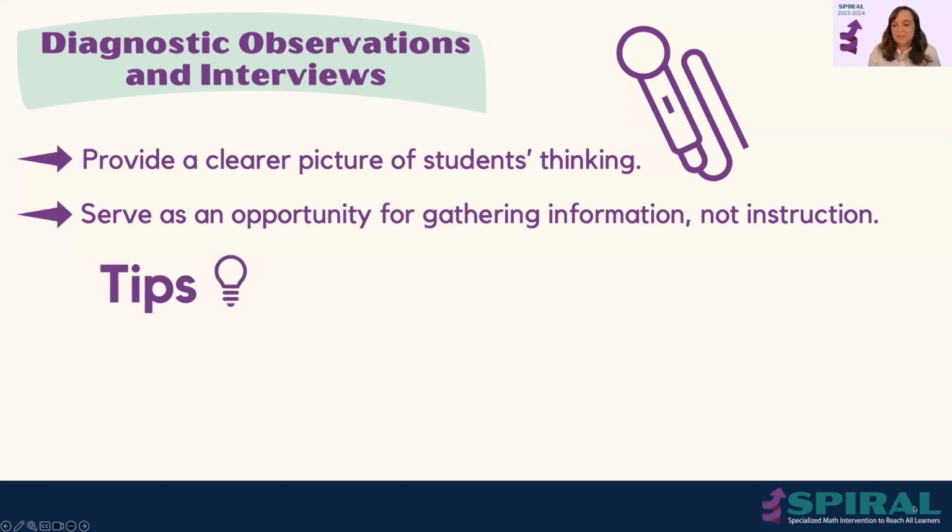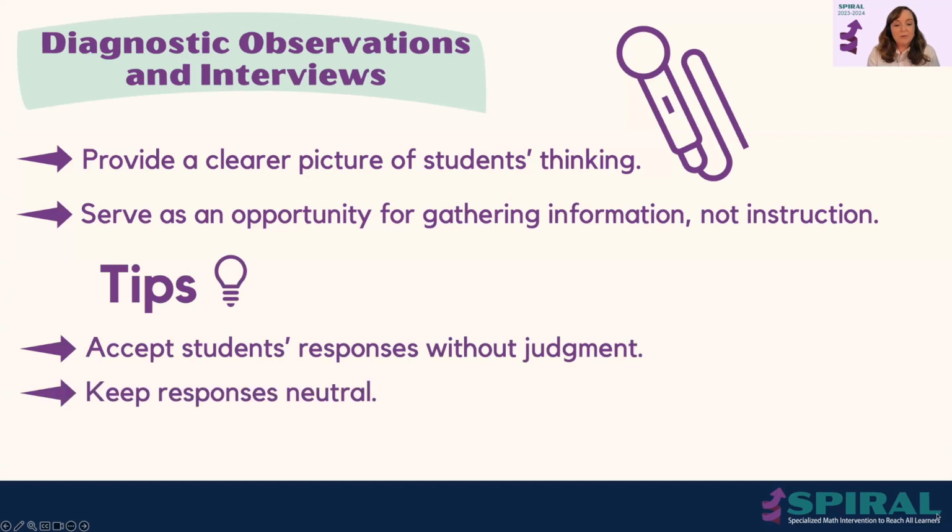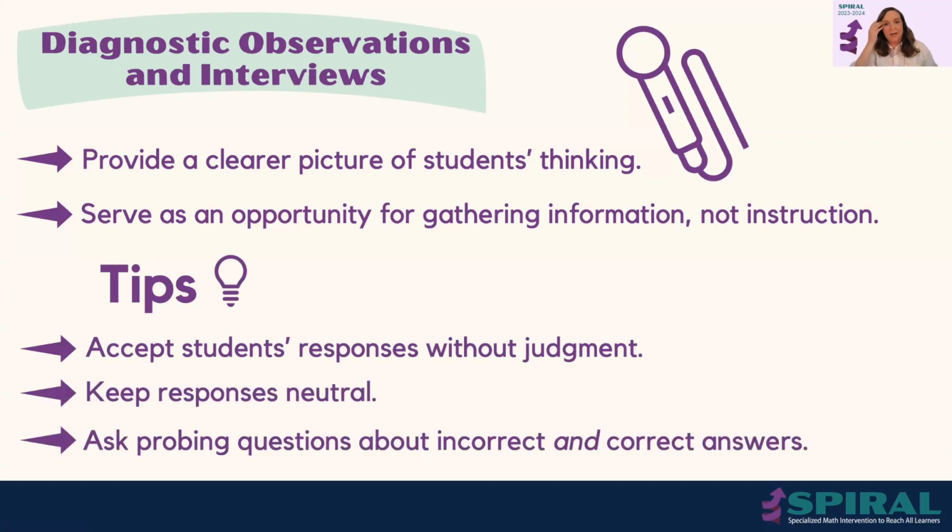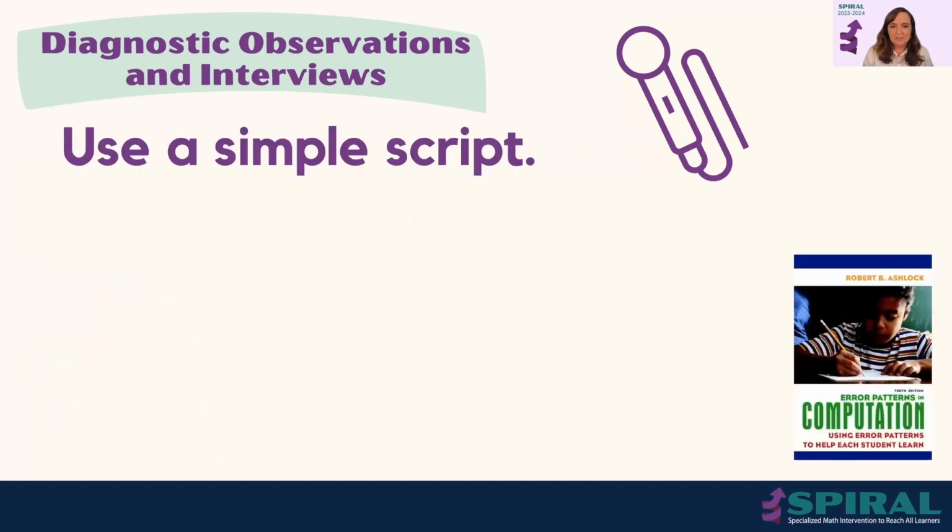And so, some tips if we're considering a diagnostic interview: we want to accept students' responses without any judgment and really keep our responses to what students are saying neutral and ask a lot of questions about both incorrect responses, but also correct responses. And this is important so that students don't think, oh, I got it wrong, right? Like, oh, Sarah only ever says something when I answer incorrectly. No, Sarah says something all the time, right? So thinking about those questions to both incorrect and correct responses. So this comes from a really great book about error patterns in computation.